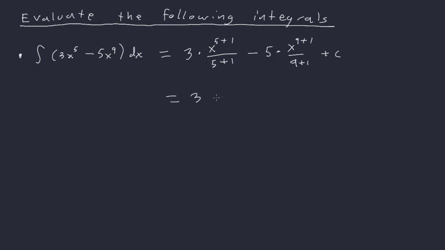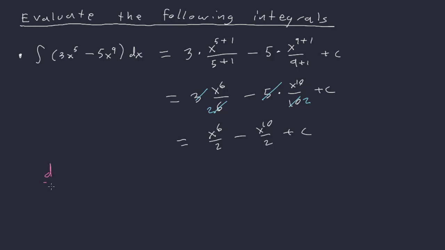So I have 3 times x to the 6 over 6, and so the 3 will cancel with the 6 and leave a 2. And then we'll have minus 5 times x to the 10th over 10, and once again here that 5 will cancel with the 10 and leave a 2, and so our answer here is x to the 6th over 2 minus x to the 10th over 2 plus c.